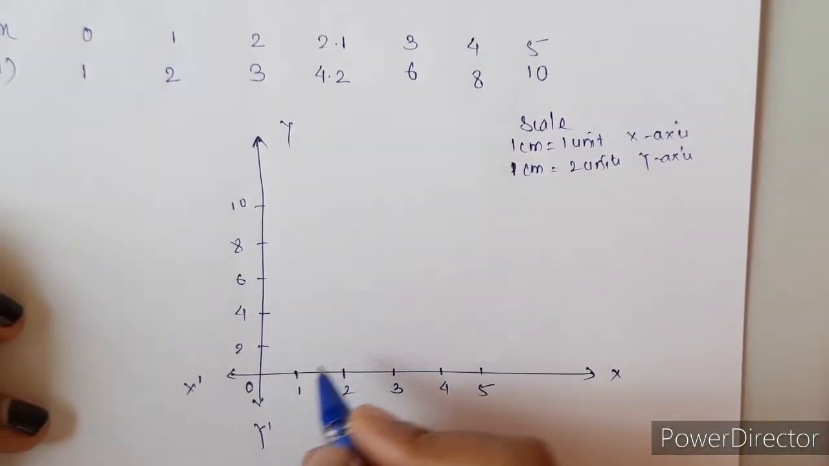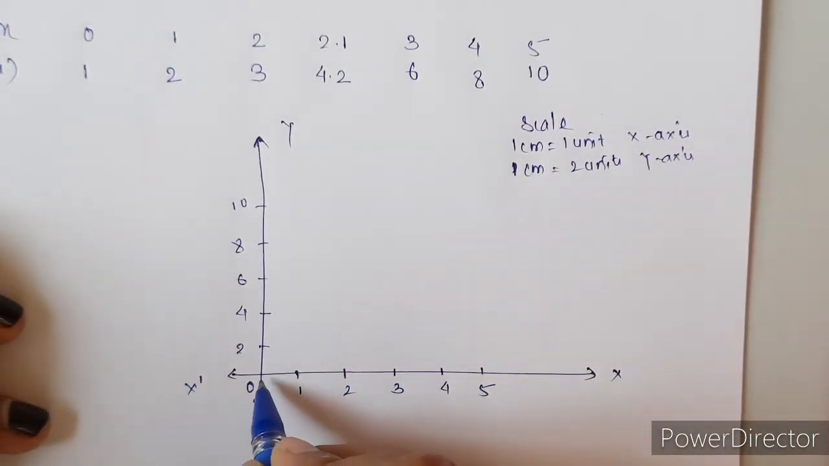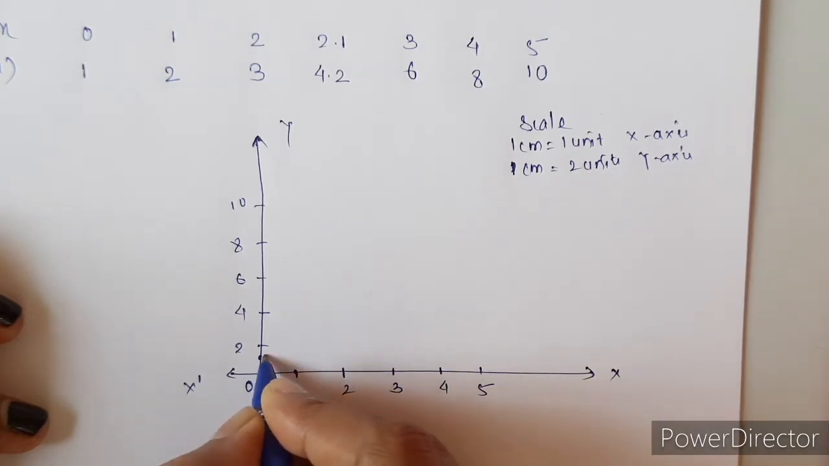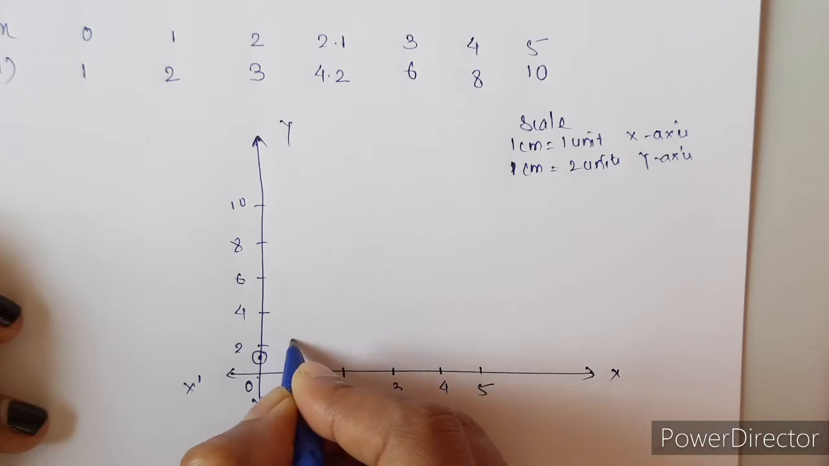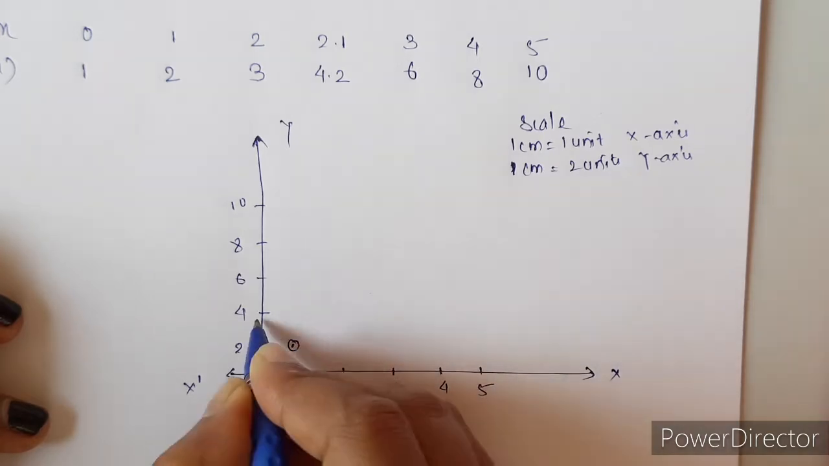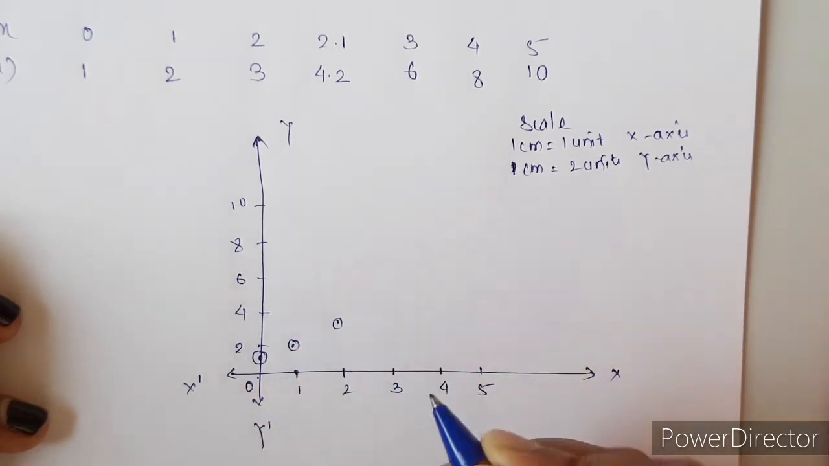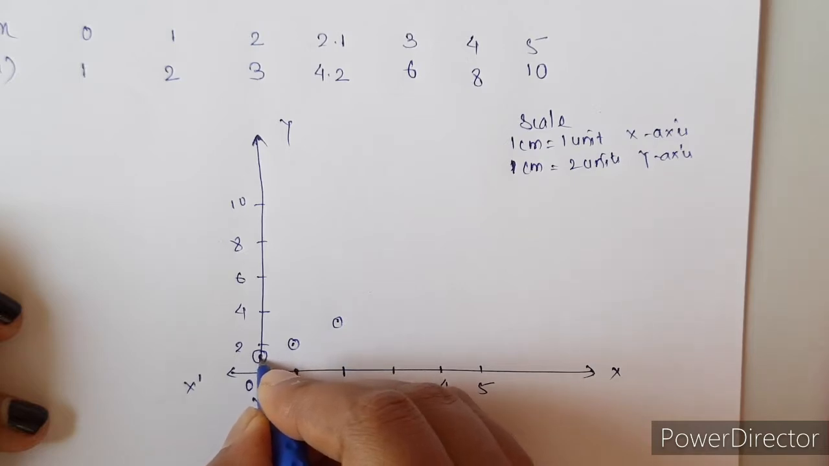Okay, now let's plot this. At 0, y is 1. At 1, it is 2. At 2, it is 3. So we are getting a straight line here.